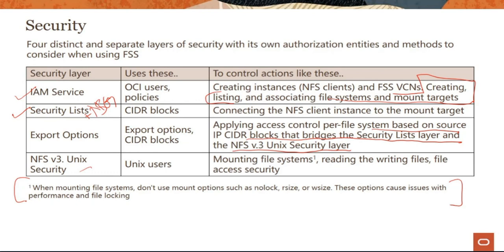But there are four distinct layers: identity and access management, security lists and network security groups, export options, and NFS Unix security. In this particular module, we'll look into these two in greater detail.